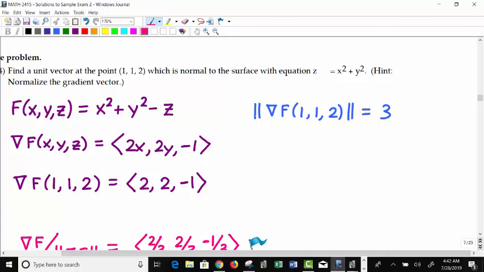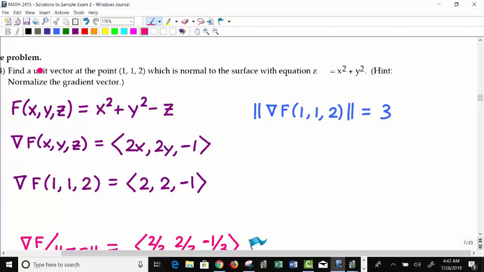Now we want to find a unit vector which is normal to the surface with the equation z equals x squared plus y squared. Geometrically, that's one of the things the gradient vector does. It gives you a normal vector at a point on a 3-dimensional surface, sticking away from that point at that surface. So by definition, the gradient is giving you the normal vector.